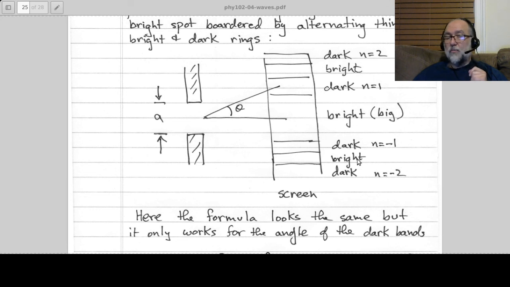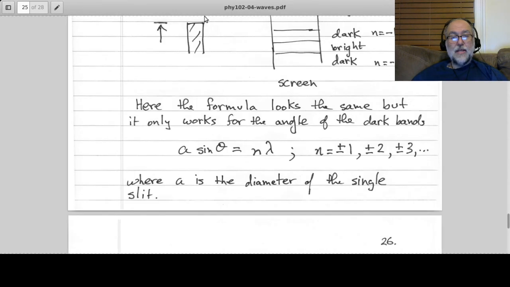Notice I didn't put any integers for the bright bands. We're not going to do those. The formula for where the bright bands occur is a little bit more complicated, so we'll just look at what angles the dark bands occur at. The formula for that is this one. It looks a lot like the previous one, but there are a couple of differences. Structurally it looks the same, but let's be very careful. In the previous one, it was d, the distance between the two holes. Here, a is the width of the hole. And above I had m, but here I have n, and n, an integer here, is actually going to give you the dark bands.